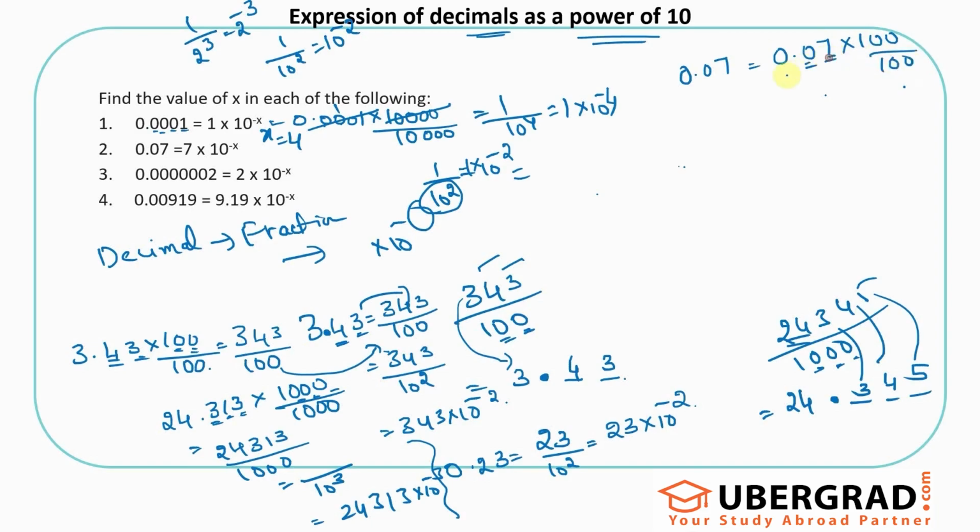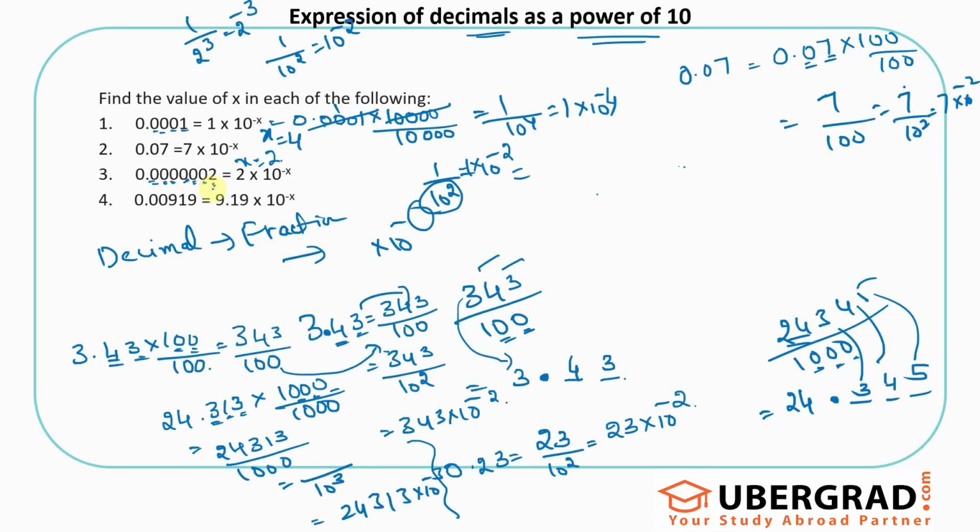Because there are 2 decimal points, I am just multiplying with 100, so that 0.07 into 100 will be 7. By 100, that is written as 7 by 10 square, which can be written as 7 into 10 power minus 2. That will give me x as 2. So 0.00000, how many decimals are there? 1, 2, 3, 4, 5, 6 and 7.